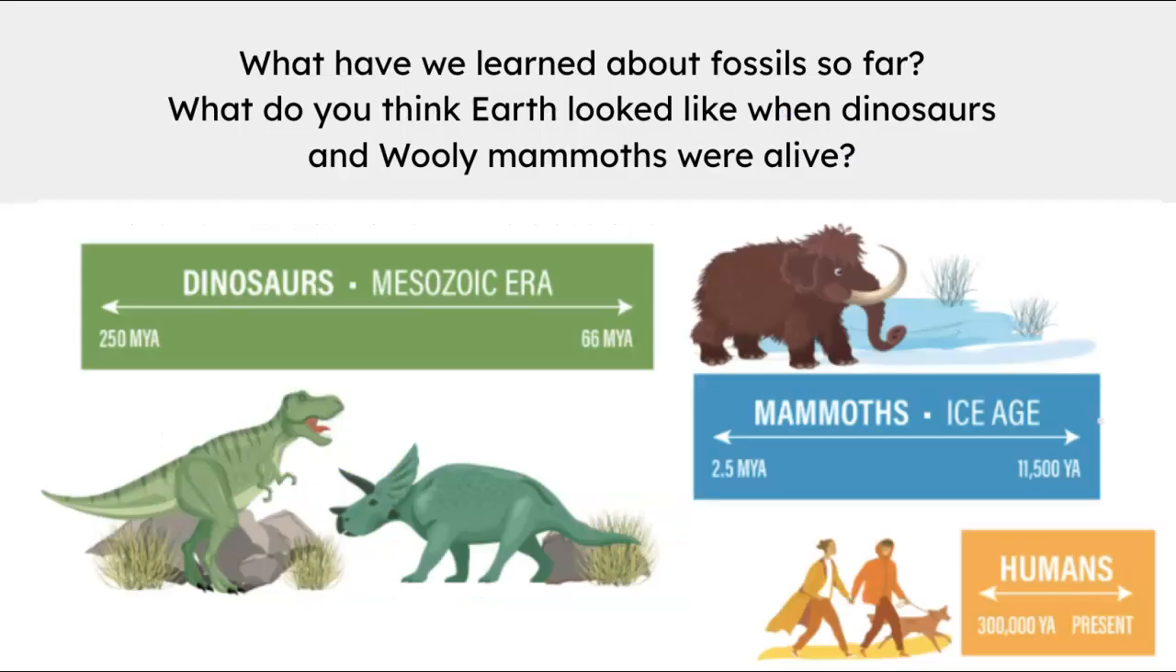To begin the Engage portion, you'll display the timeline from Lesson 1 and ask students what they have learned about fossils so far and what they think Earth looked like when dinosaurs and woolly mammoths were alive. You'll also revisit the driving question board to add any new questions and highlight others connected to the learning goals of this lesson by calling attention to questions about what the environment was like millions of years ago.